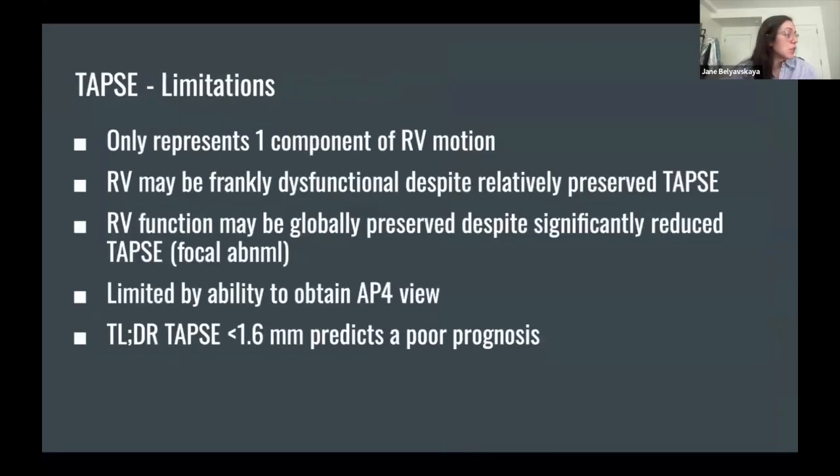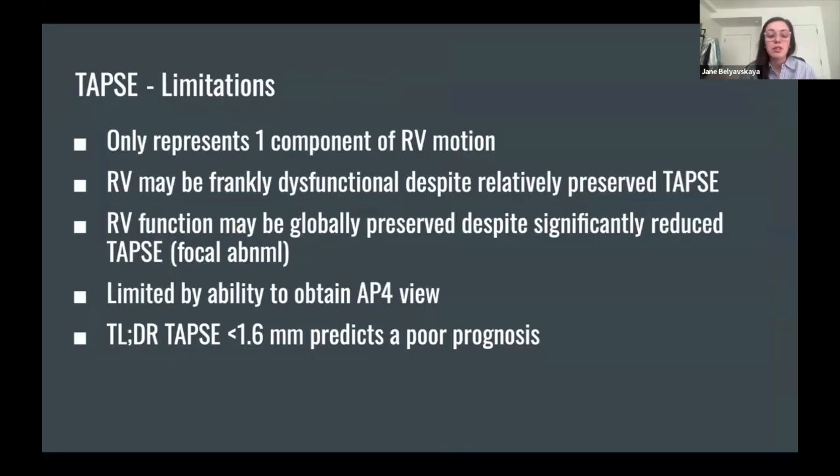So it has a lot of limitations. These limitations include that it only represents one component of RV motion, and in a patient that you're measuring their TAPSE, they can have a frankly dysfunctional RV but a preserved TAPSE. But then you can have a significantly reduced TAPSE, but the RV is actually functioning normally and is globally preserved. It's a hard measurement to get because in your apical 4 view, you're not always able to see that RV free wall.